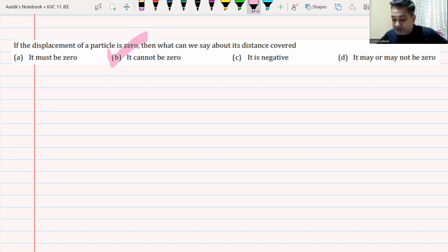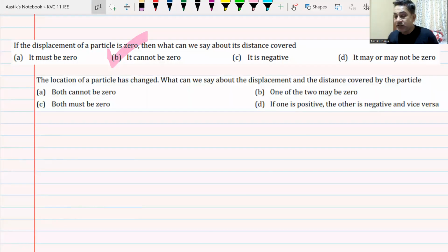These are the type of question, my dear friends, that we expect in an examination hall. I hope you have gotten the pattern of the question. Here comes the next one. This is question number 5 from your sheet only. The location of a particle has changed. What can we say about the displacement and the distance covered by the particle? The options are right in front of you. A, B, C, D. Which is the correct answer?